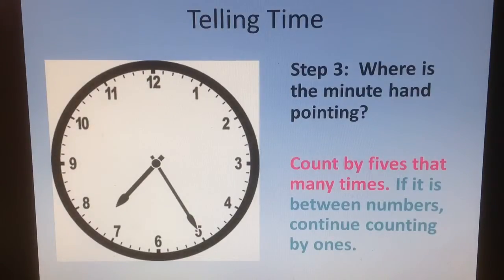So the third step of telling time is to look at where the minute hand is pointing and count by 5s that many times. For example, here on this clock, the minute hand, the long one, is pointing to the 5. So you start here at the 1 and you start counting by 5s. 5, 10, 15, 20, 25. We know that it's 25 minutes past the hour if the minute hand's pointing to the 5.